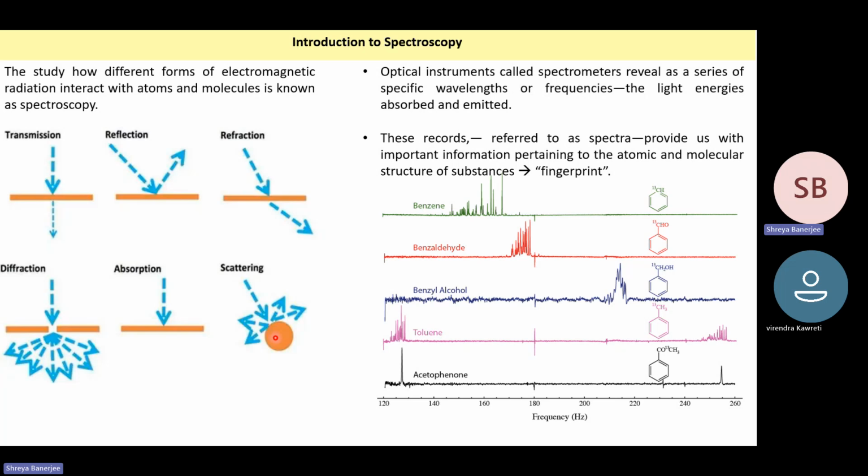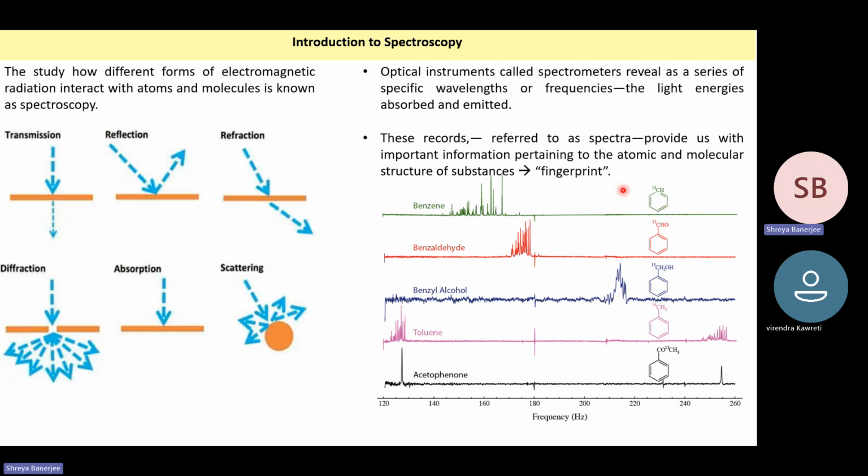And finally, you have scattering, which is similar to diffraction, but diffraction occurs through a slit, and scattering occurs when light hits any media. So these are the different kinds of phenomena that can occur when a ray of light hits any surface. And there are optical instruments called spectrometers, which can be used to study different phenomena in light. These spectrometers basically measure the wavelength or frequency of light which is being emitted or absorbed.